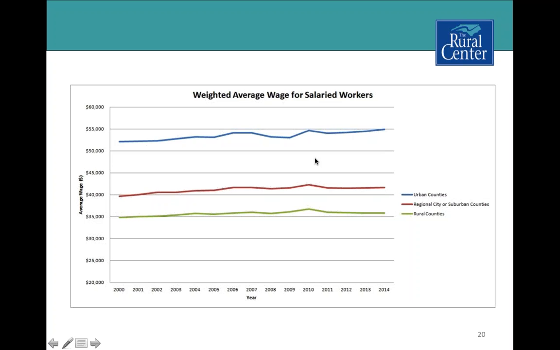But what is worrisome is looking at what's happened since the Great Recession. We've seen some recovery of wages, some growth in wages in our urban counties. It's been fairly flat in the regional city and suburban counties, and quite flat, if not declining, in our 80 rural counties. And this is a point of great concern. Again, it's a national issue, but it's particularly a rural issue for North Carolina.